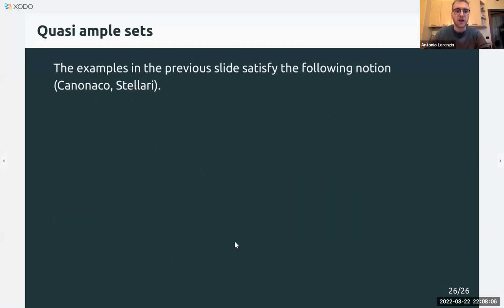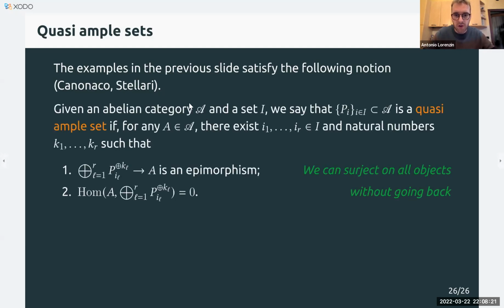In order to do so, let me remind a definition given by Canonaco and Stellari. Actually, here I will not give their definition, but a definition that is equivalent. So if we consider an abelian category A and a set I, we can consider P_i, with I becoming the index set of this collection of objects. And now this is called a quasi-ample set if for any object we can find some indexes and some natural numbers such that we have an epimorphism going from this direct sum, and we cannot go back. So I like to think about these properties as: we can surject on all objects, but we cannot go back.